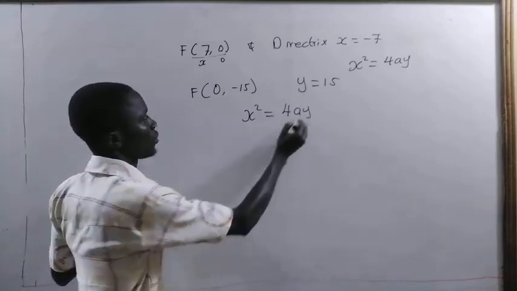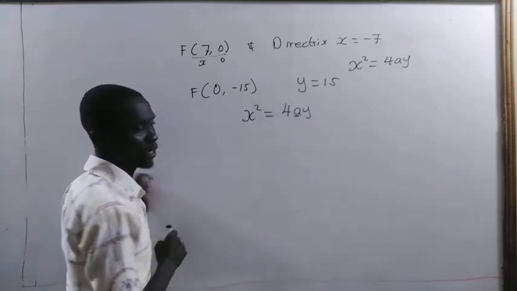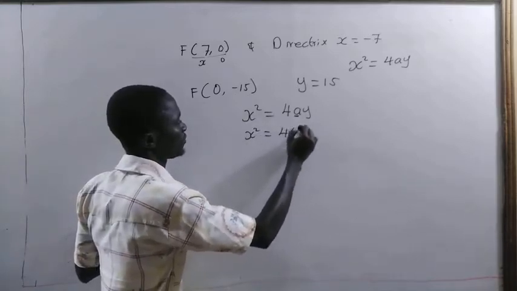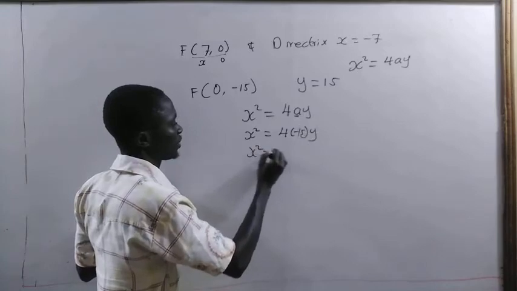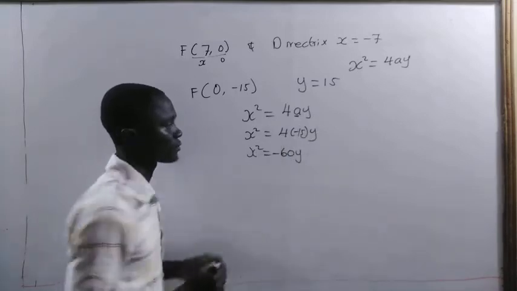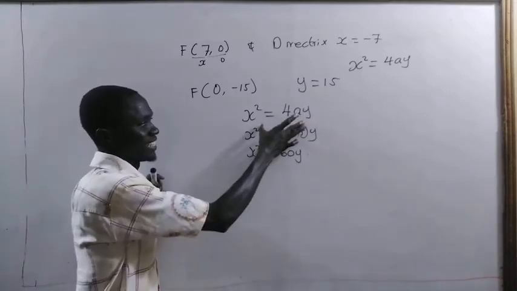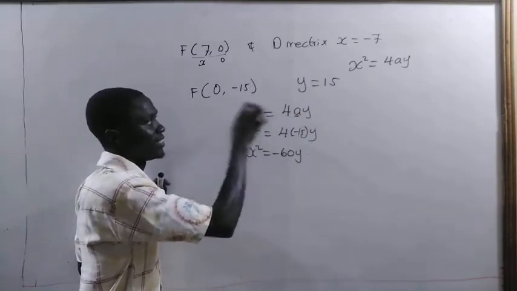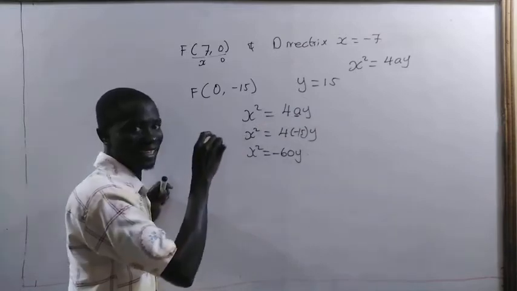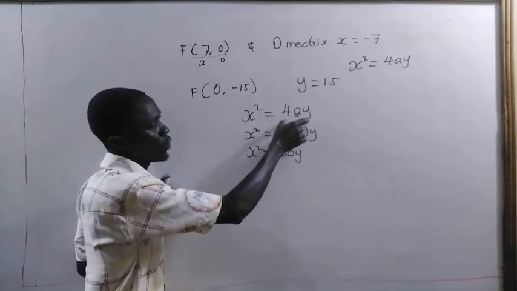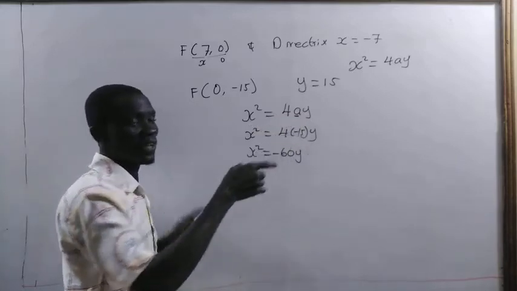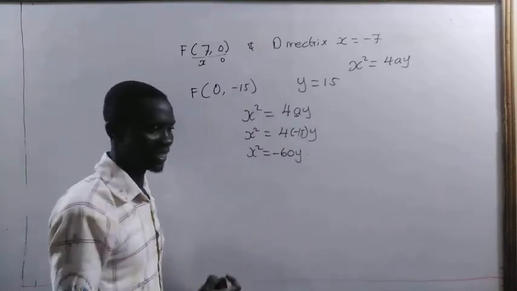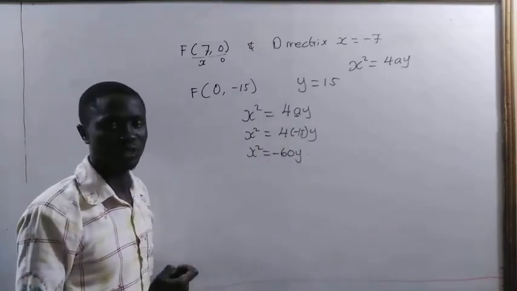And here, what is the a? The a is the minus 15. So we take x squared equal to 4 into minus 15y, and we have x squared equal to minus 60y. This is the standard form of the equation of a parabola centered at the origin and focus on the positive y-axis with the y-axis as its axis of symmetry.